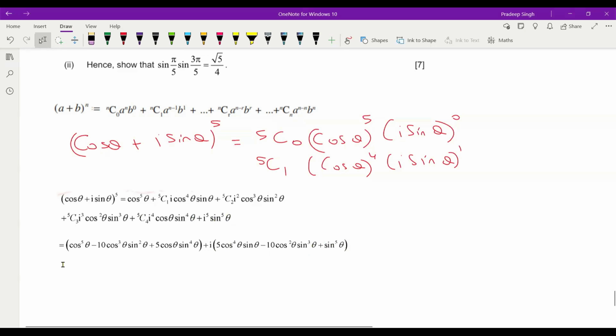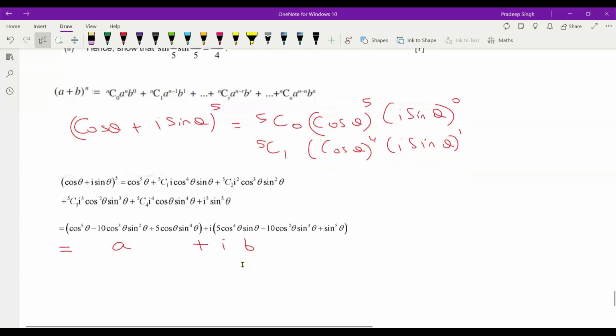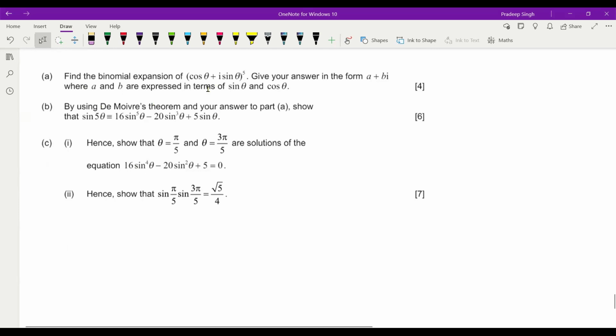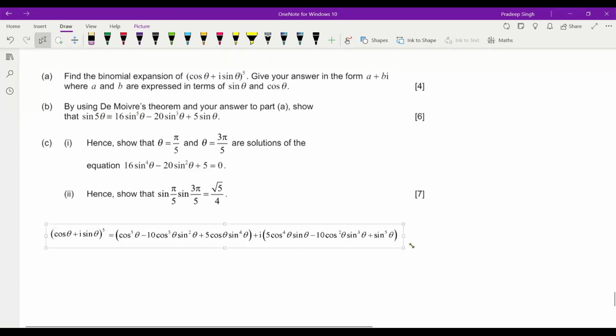So now the entire expansion can be written as a + ib, where a stands for the entire expression in the first bracket and b is all the expressions in the second bracket. And that's what we were supposed to do in part A. We were supposed to find a and b expressed in terms of sin θ and cos θ. Now moving to part B, we take the answer which we found in part A and, using De Moivre's theorem, we are supposed to prove this expression for sin 5θ. So the expression which we got in part A was this.